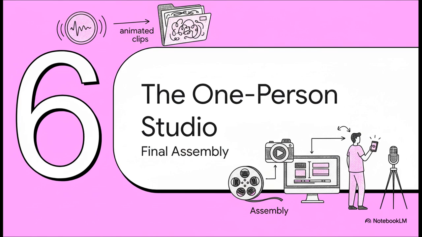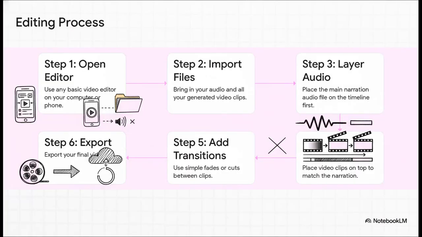Okay, so let's recap. We have our script, we have our voiceover, we have a whole folder packed with custom animated clips. It's time to put it all together. This is the moment you officially become a one-person video studio. And listen, you don't need some super expensive, complicated editing software. Any basic video editor will do, even one on your phone. You just pull in all your files, you lay down the audio track first, and then you start dropping your video clips on top of it, lining them up with the voiceover. Maybe add a few simple transitions, hit export, and you're done.